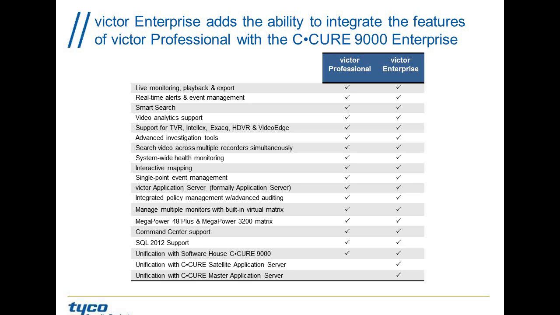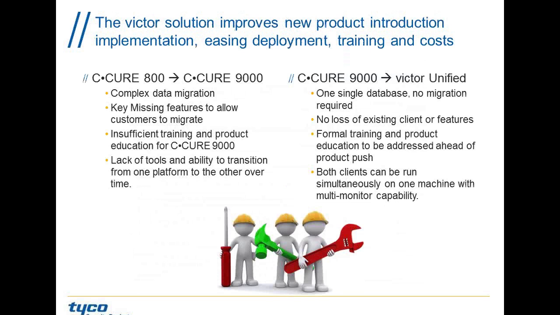So from a feature perspective, between Victor Professional and Enterprise, there really is no difference other than the Victor Enterprise allows the connection and compatibility with the MAS SAS structure of Secure 9000. So really easy. If you're doing a standalone install unified, then you would select Victor Professional. If you're going to do a unification in an enterprise environment, then it would be Victor Enterprise.